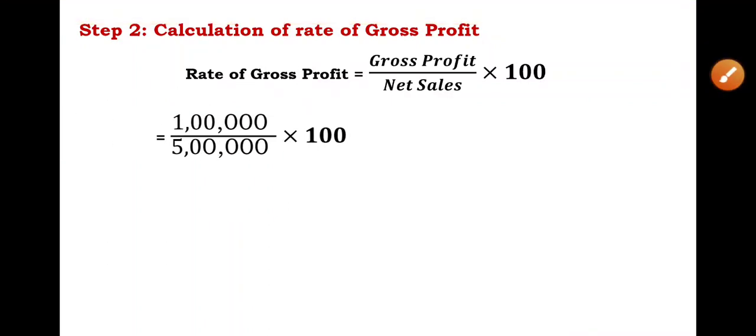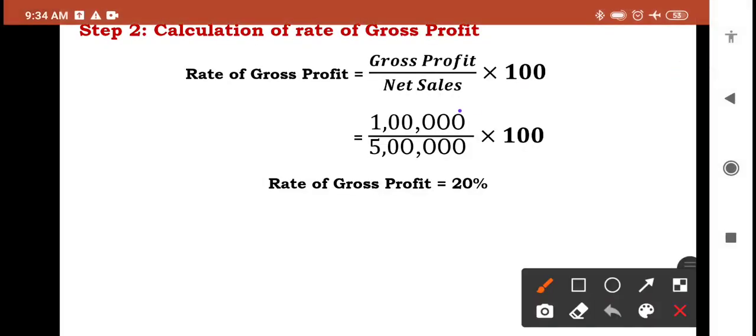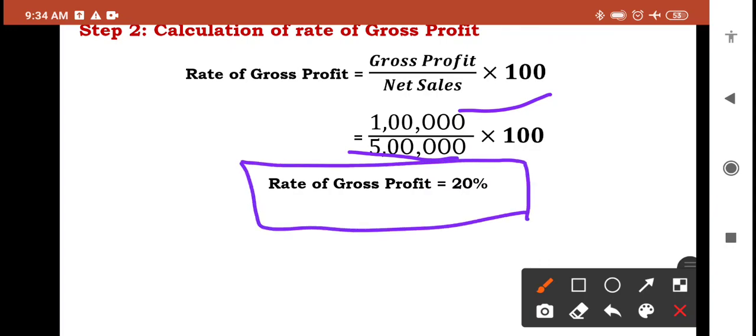Here 1 lakh is the gross profit, which is calculated in step number 1. 5 lakh is the net sales into 100. If you calculate, you get 20% as the gross profit ratio or rate of gross profit. Hope you understand. We'll move on to the next step.